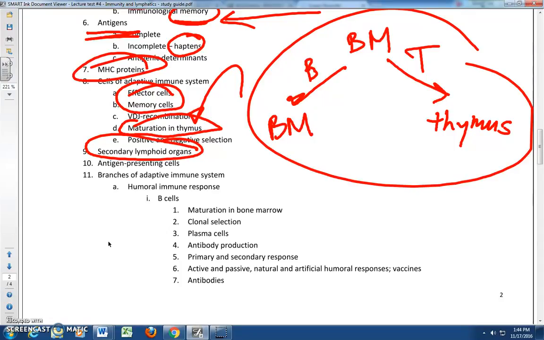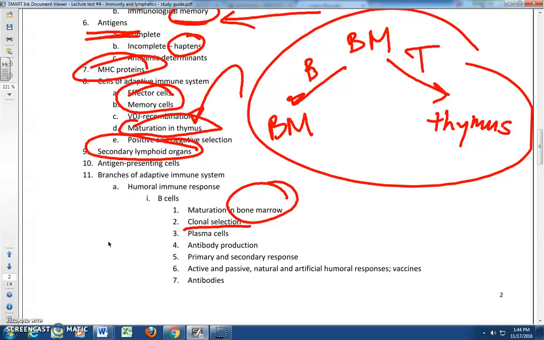Branches of adaptive immune system. So humoral response. Which cells mediate it? B cells. Things that you have to know about them. Look, I almost gave you the answers here in the study guide already. They mature in the bone marrow. Clonal selection. What's clonal selection? That's when they respond to a specific antigen.